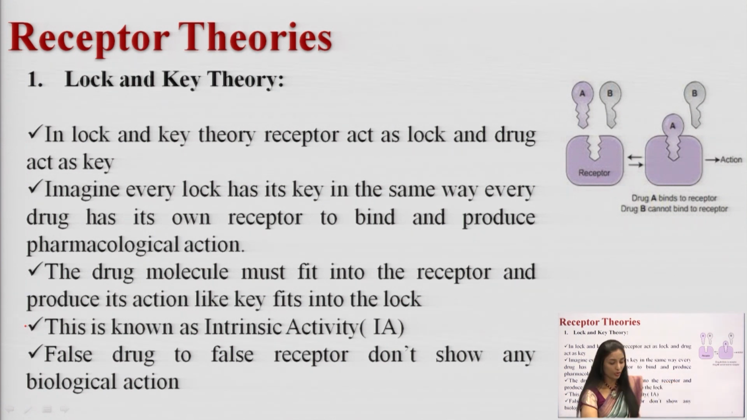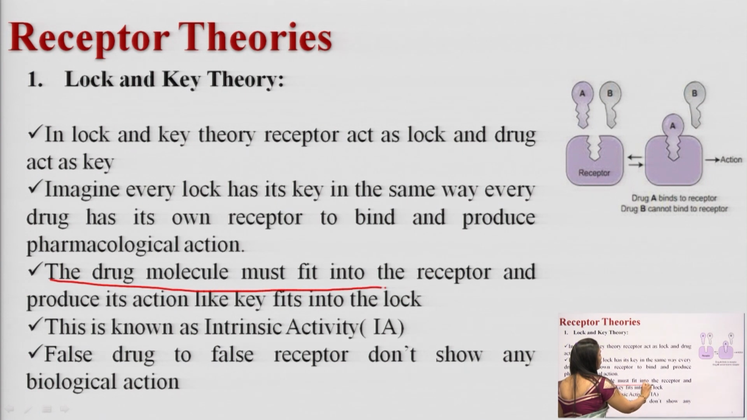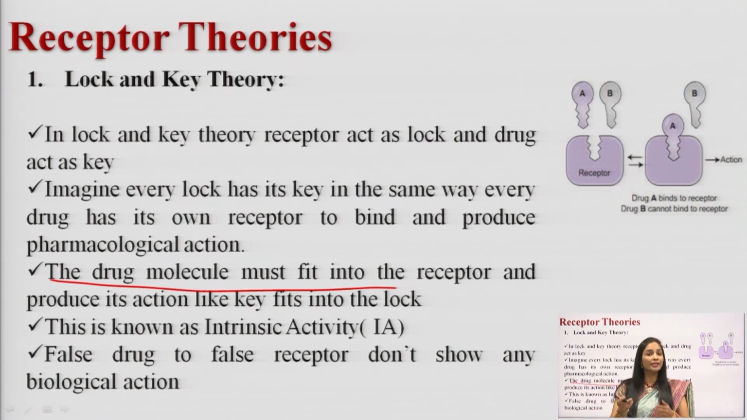The drug molecule must fit into the receptor. When you administer the drug, it has to fit into the receptor to show its particular desired action, which you can also call intrinsic activity. If you take a false drug, it will not bind to the particular receptor, and then there will be no biological action produced by the drug. So, this is the lock and key theory.